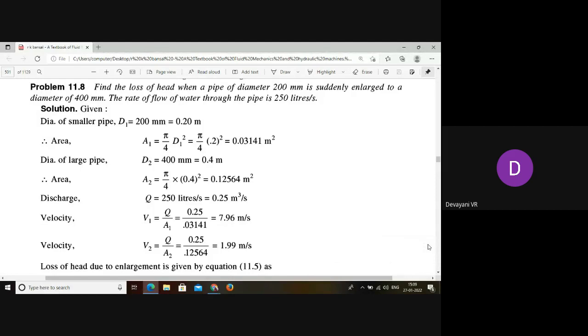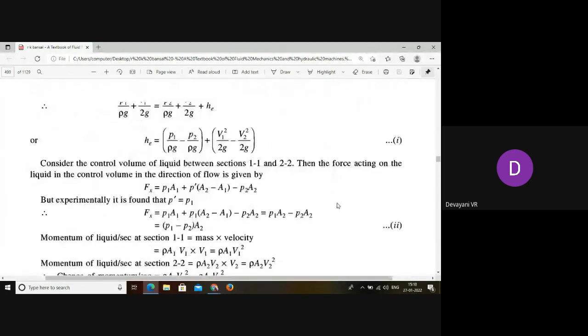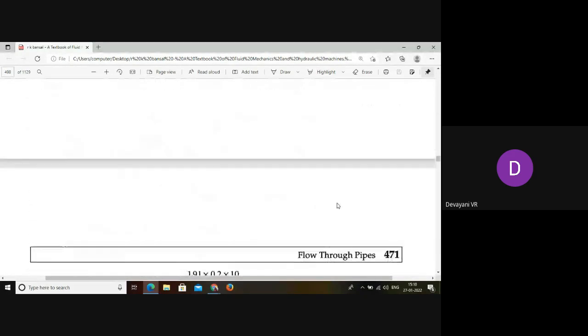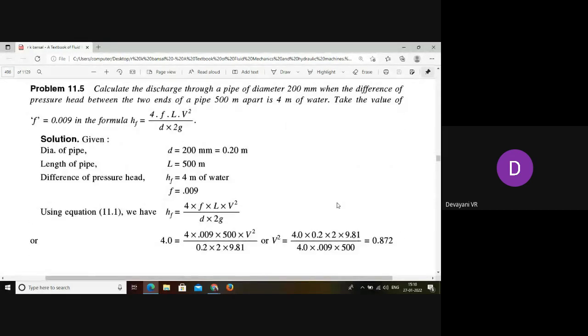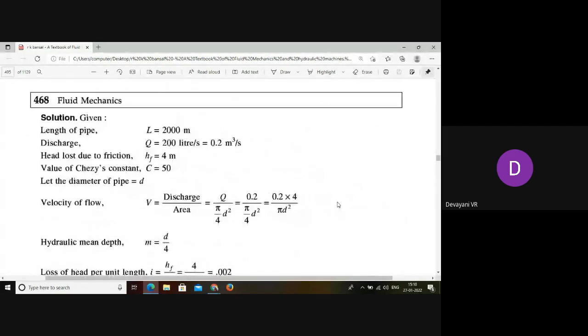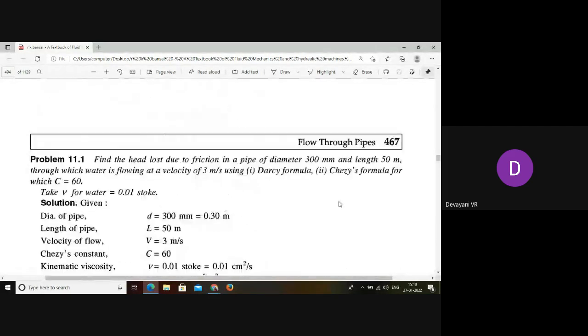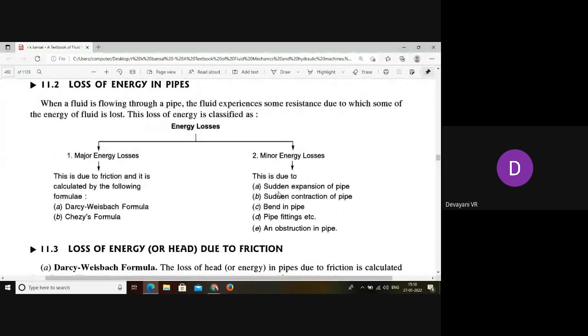Good afternoon, everyone. In the last class, we discussed the Darcy-Weisbach equation, major losses and minor losses. The major loss in the pipe can be found by using the Darcy-Weisbach equation, that is nothing but the equation of head loss due to friction. And then the minor losses: the minor losses are the loss due to sudden expansion, sudden contraction.